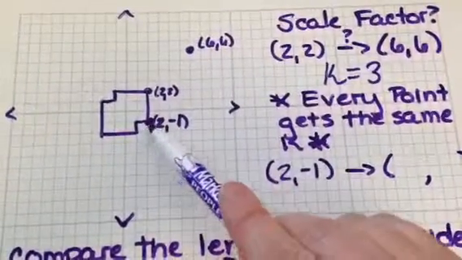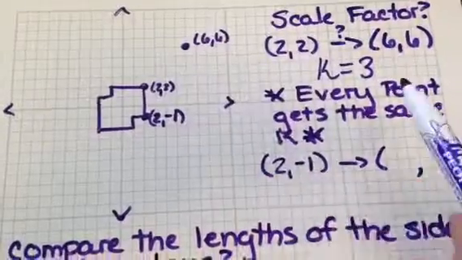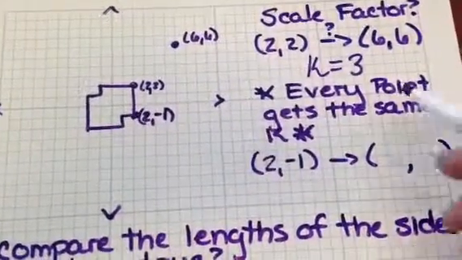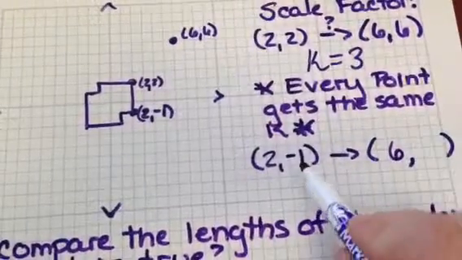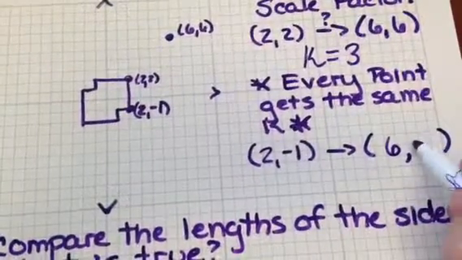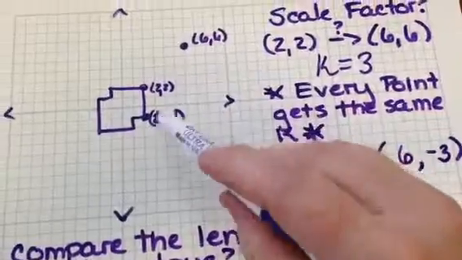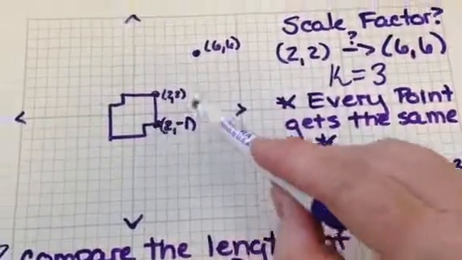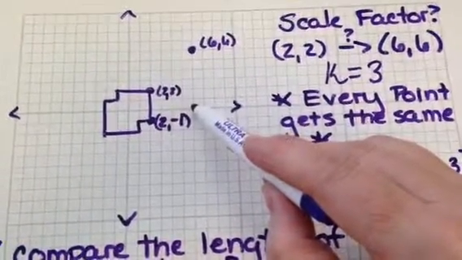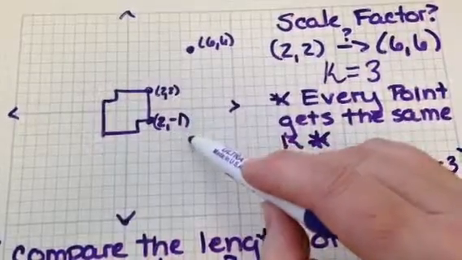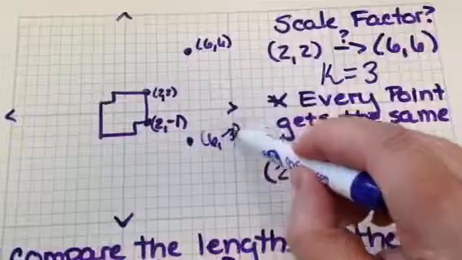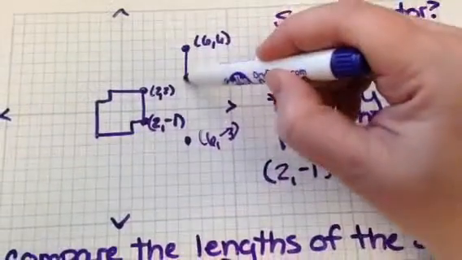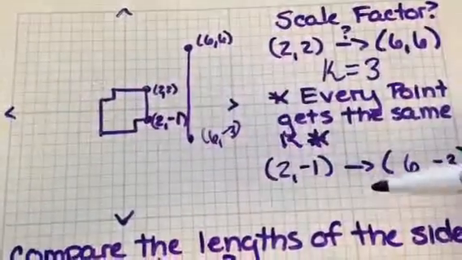So if I look at this point, which is 2, negative 1, if my scale factor is 3, then I have to do 2 times 3, and that'll be 6. And then I have to do negative 1 times 3, and that will be negative 3. So this guy here, when I draw him again, becomes 6, and then 1, 2, 3. 6, negative 3. And I can even connect that part of the shape.